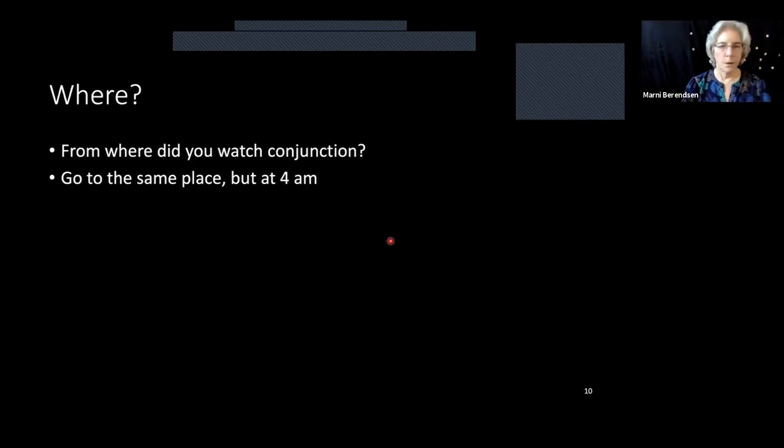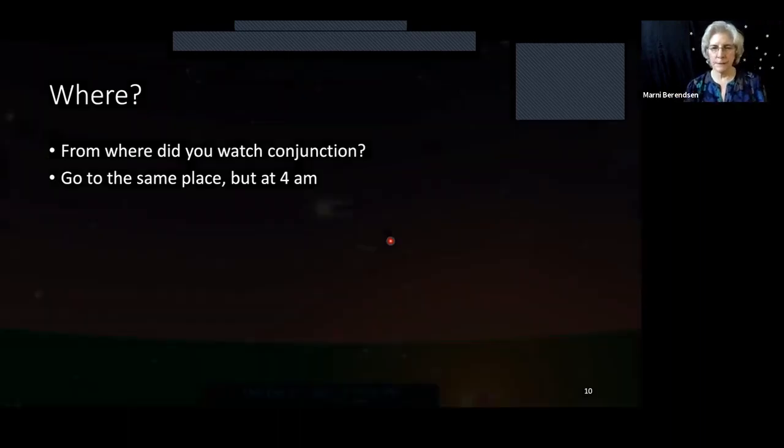Okay, so where do we go to watch it? Well, I hope that a whole lot of you saw the conjunction back on December 21st of Jupiter and Saturn. Wherever you went to see the conjunction shortly after sunset, you can go to exactly the same place, but at 4 a.m. Let's see what that looks like.